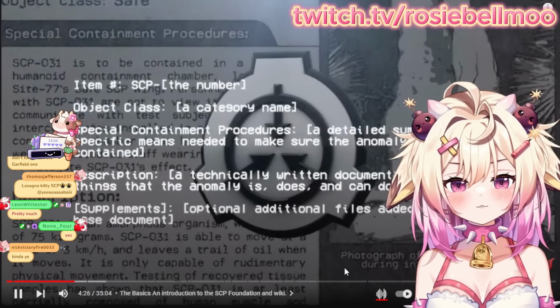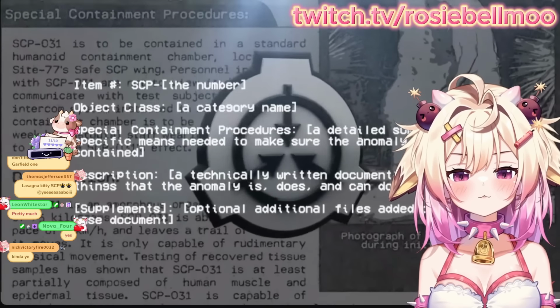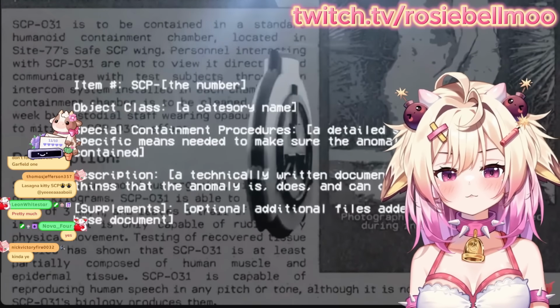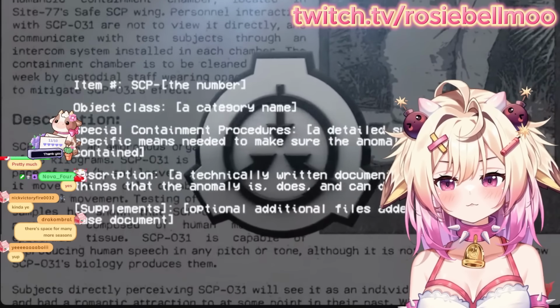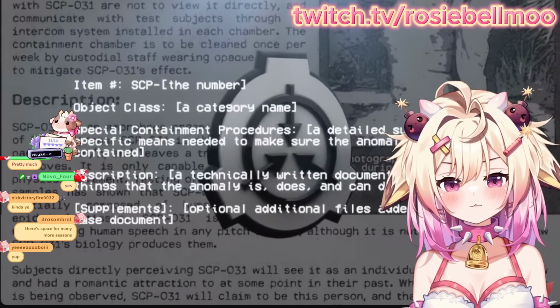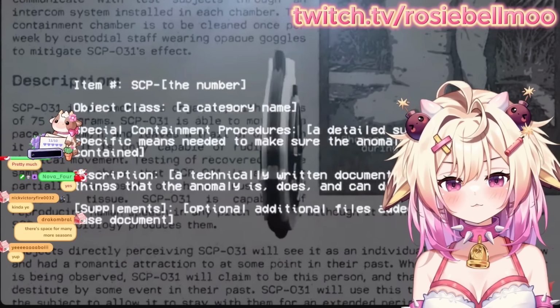SCPs are the backbone of the entire franchise. These documents are the set pieces of the universe, showcasing its tone, stories, and possibilities. The basic format of an SCP is as follows.